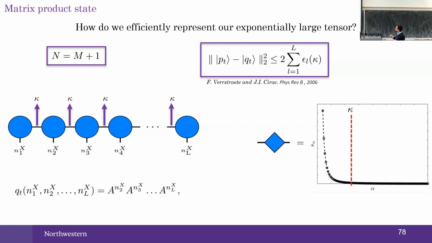And so you see now, yeah, I've changed. Now this is not P sub t, right? Now we're going to call this Q sub t because this is our approximation function for our original high rank tensor. Any other questions?